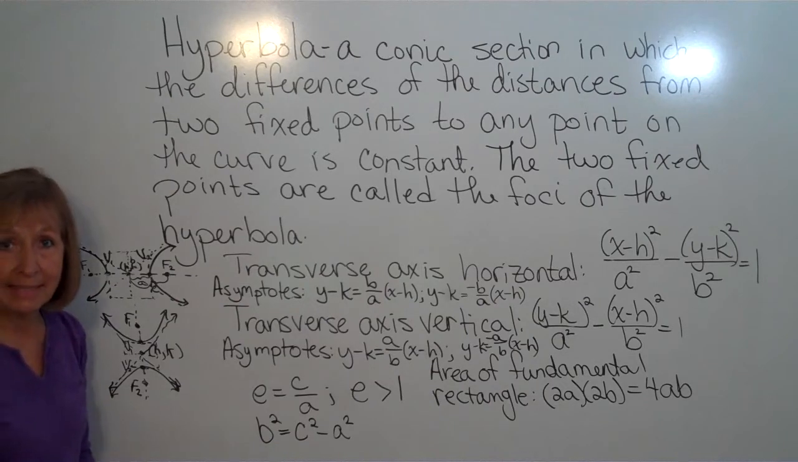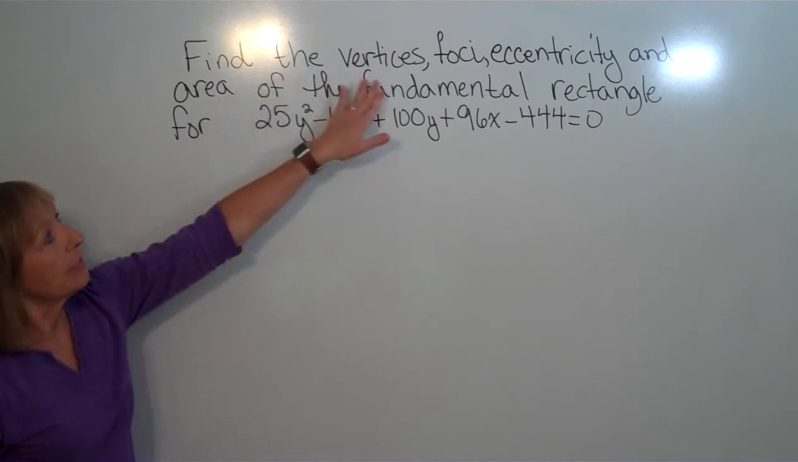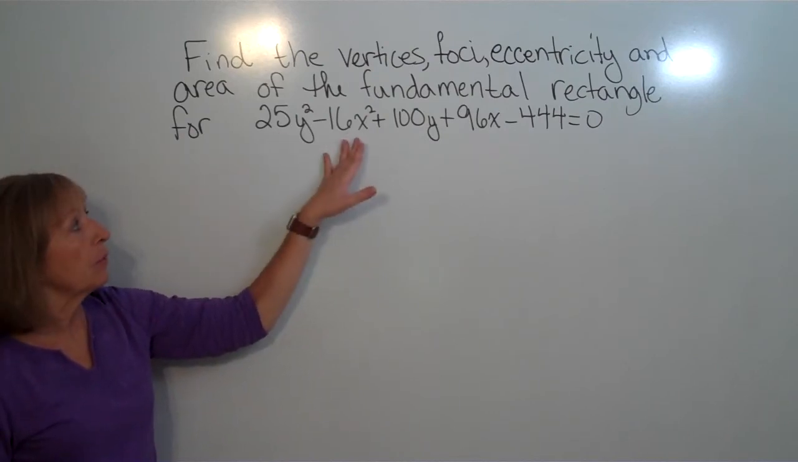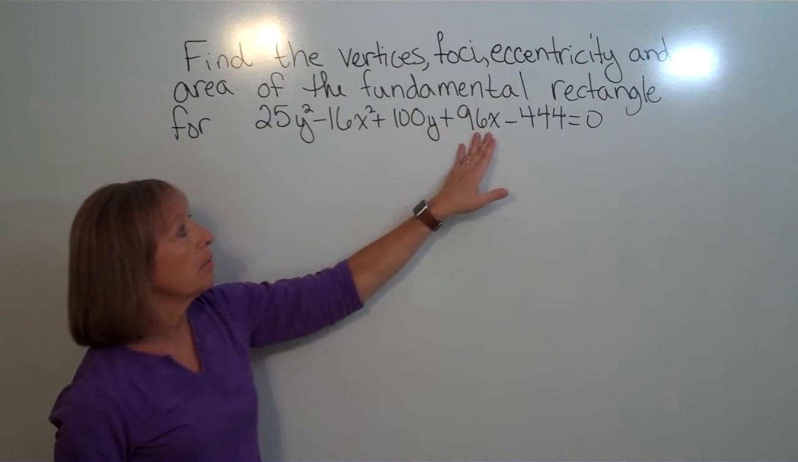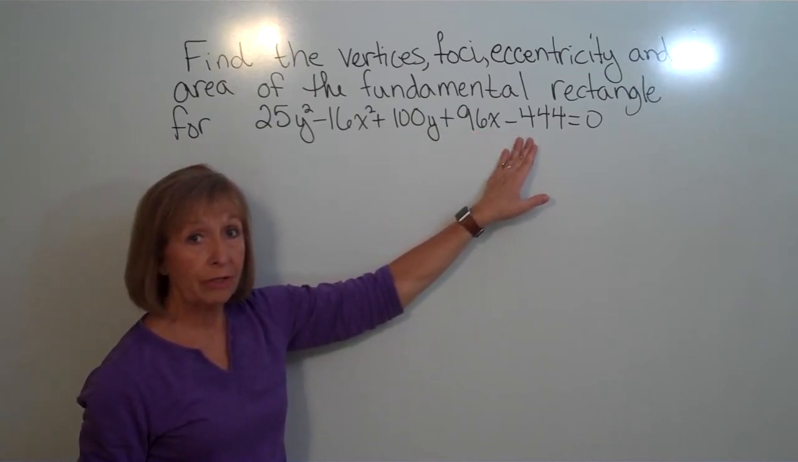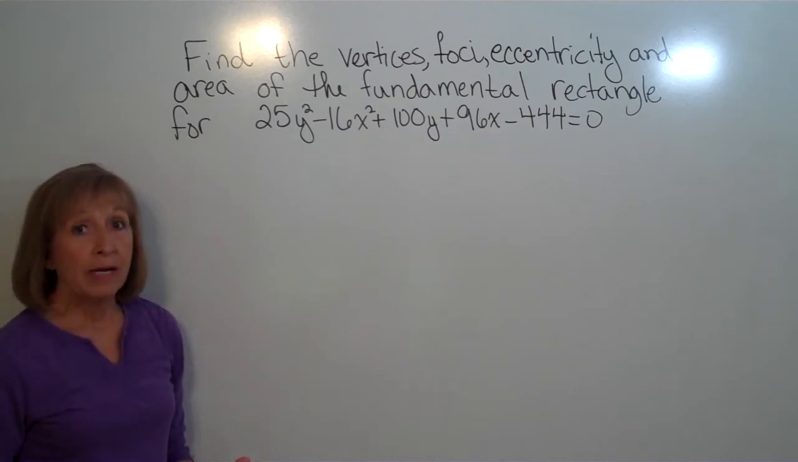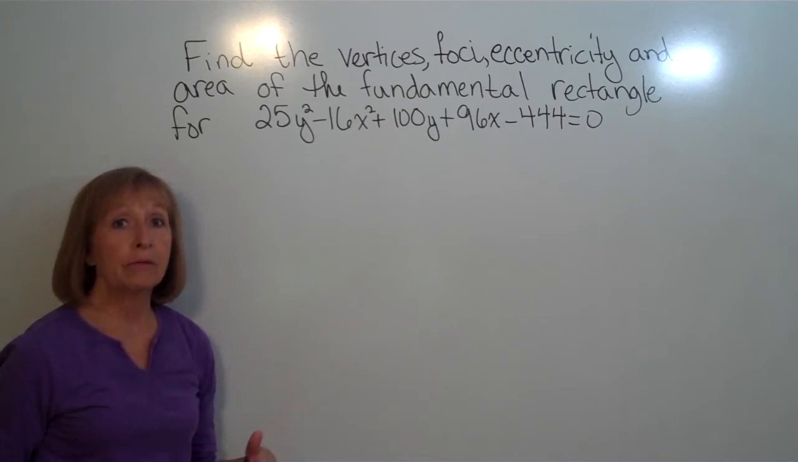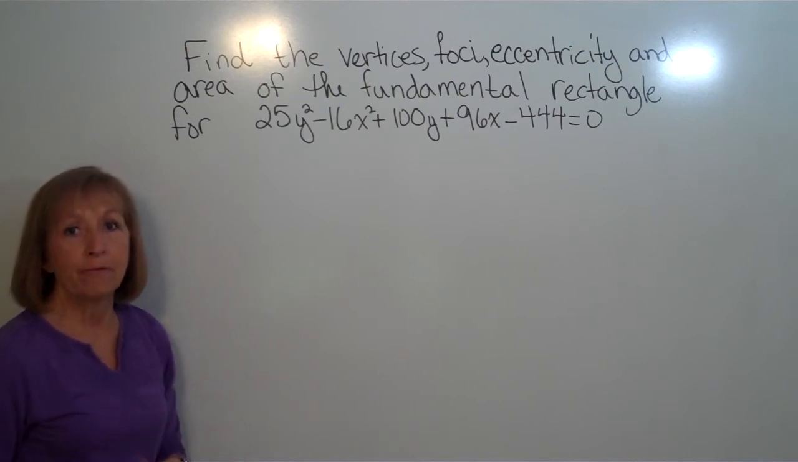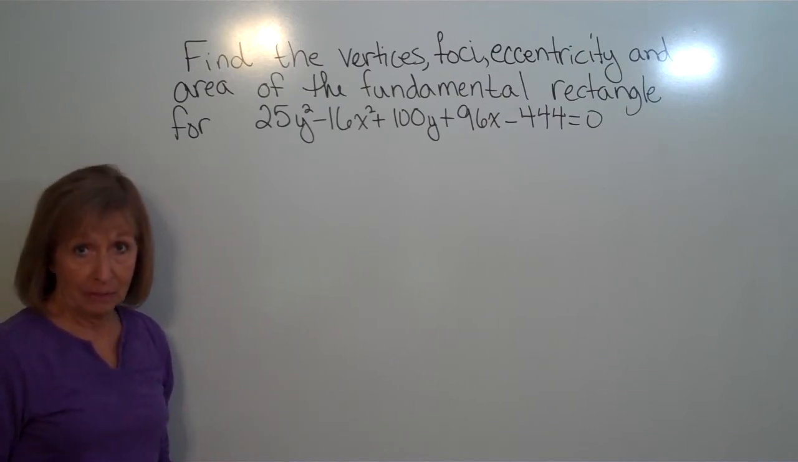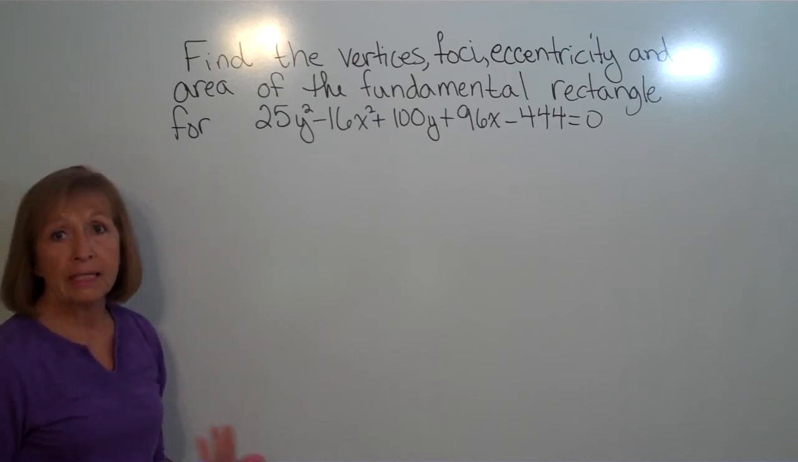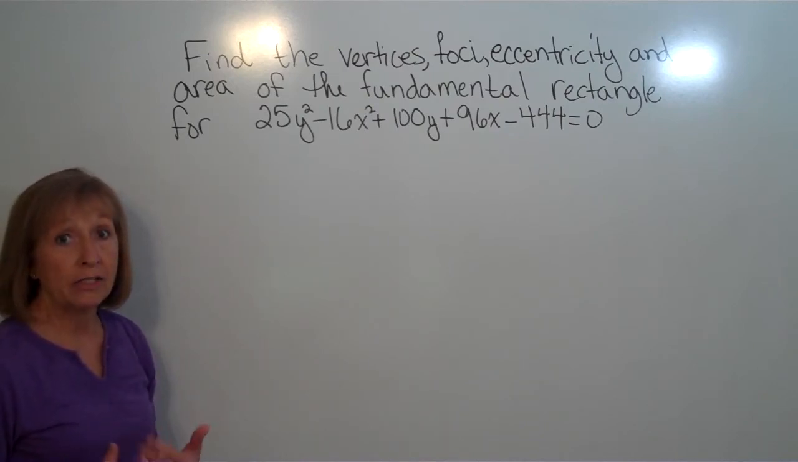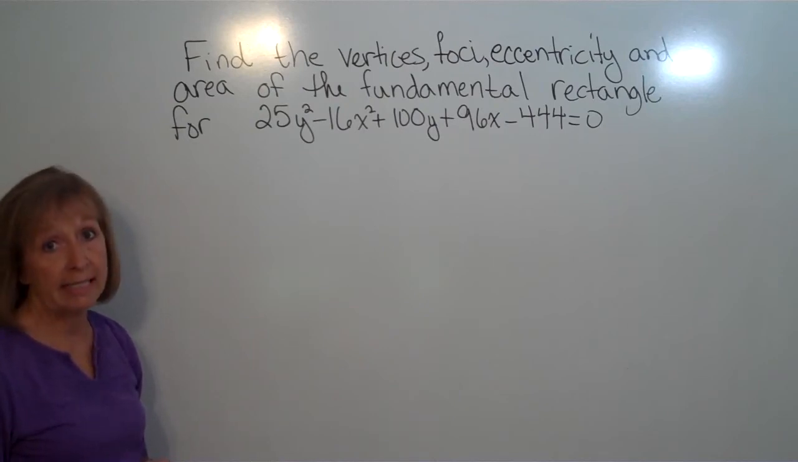Okay, so now let's look at some examples. For this example, it's asking us to find the vertices, foci, eccentricity, and area of the fundamental rectangle for 25y squared minus 16x squared plus 100y plus 96x minus 444 equals 0. Well, I want to write it in either my (x minus h) quantity squared over a squared minus (y minus k) quantity squared over b squared equal 1, or with the fractions reversed, in order to find all of these pieces. And what we need to do to get started is complete the square on these quantities so that we can get our binomial quantity squared to find our center, and then build off of that to get our vertices and our foci.